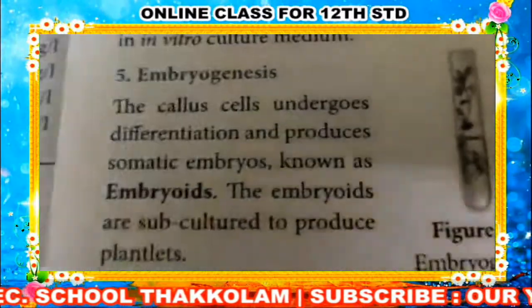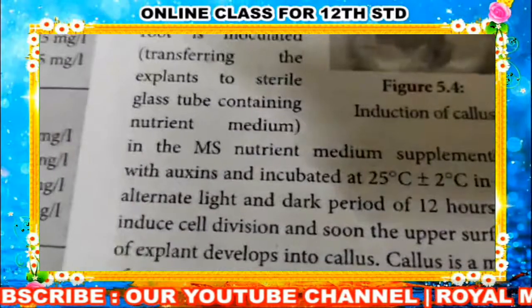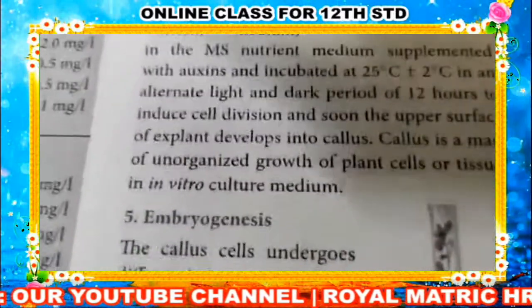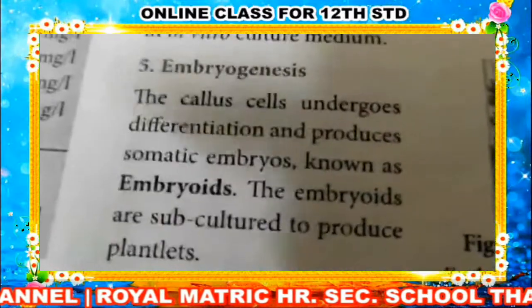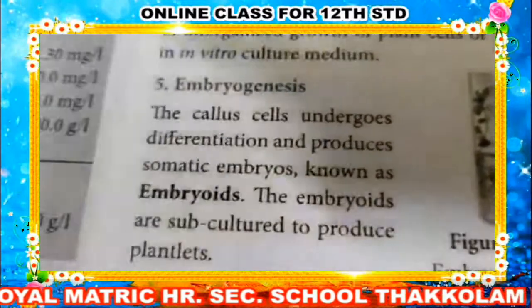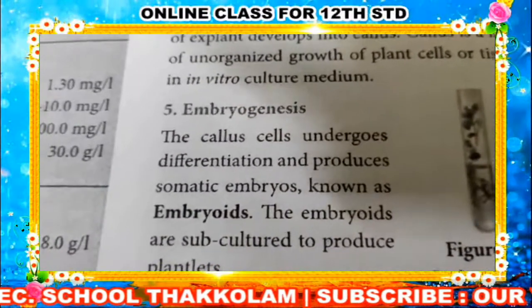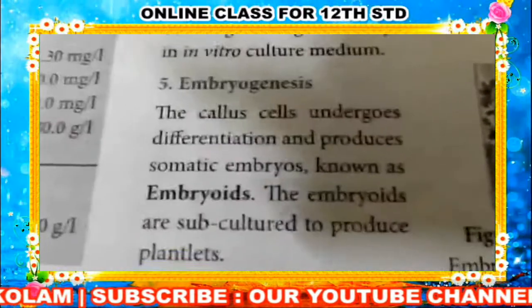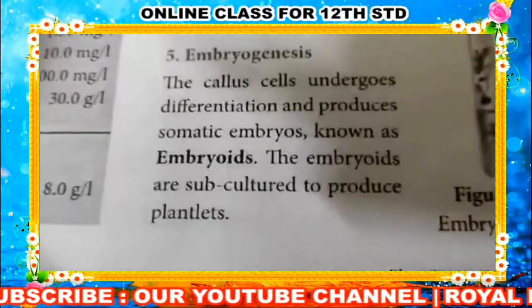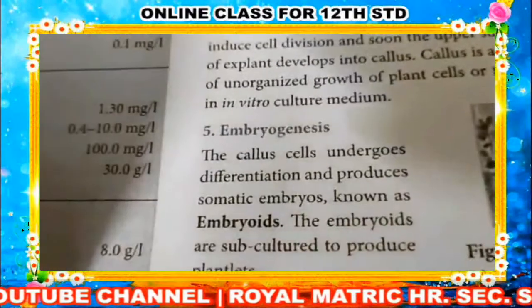Then the callus that is formed above the explant, we told you, the explant is kept in the medium at the proper temperature and it is kept in alternating light and dark periods. In that it develops a callus, that is an unorganized growth. That growth again undergoes division and produces somatic cells. That is known as embryoids. So the embryoids are subcultured. Again they are cultured to produce the plantlets. Plantlets means small plants. That's all about embryogenesis.